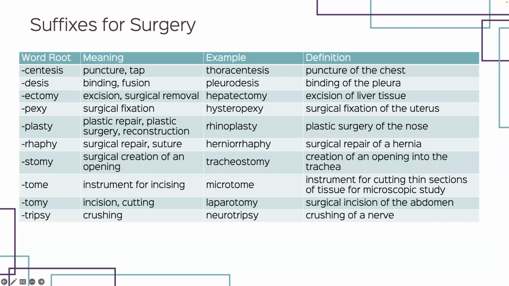And then our suffixes for surgery, we've seen some of them before. So our centesis is just going to be a puncture of the chest. So the word centesis is that puncture of the chest. Plasty is going to be your plastic repair. Your raphy, again, is going to be that suturing or the surgical repair. Your tome is going to be the instrument for incising, whereas your tomie is going to be the actual incision or the cutting.